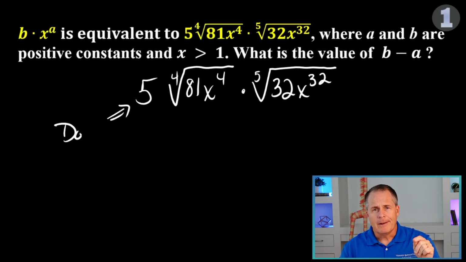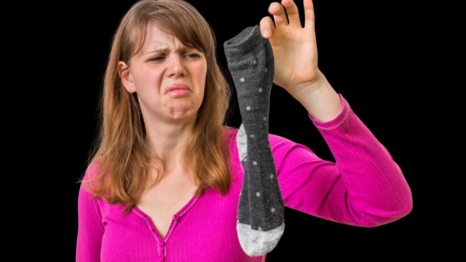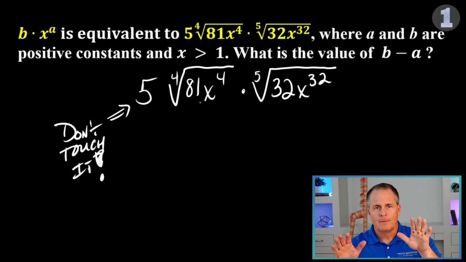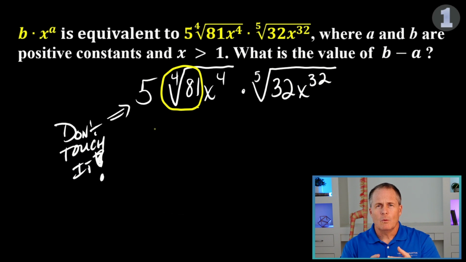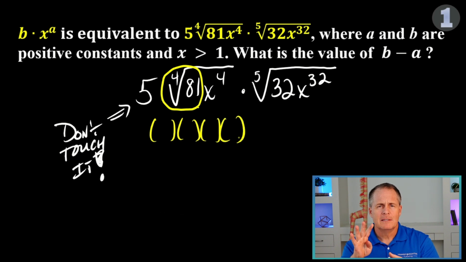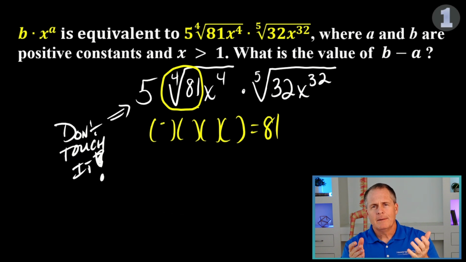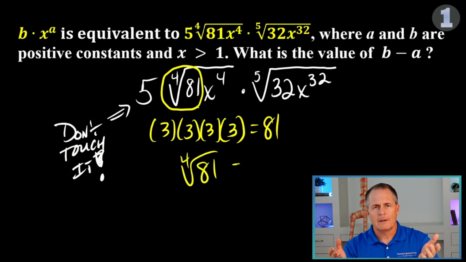The 5 out in front is just sitting there. Pretend it's like a smelly, dirty sock, and we're not going to touch that. We need to take the 4th root of 81. So what number times itself 4 times is going to equal 81? It's 3. Because 3 times 3 is 9, and 3 times 3 makes another 9, and 9 times 9 is 81. So 3 to the 4th power is 81. So that's not so terrible.